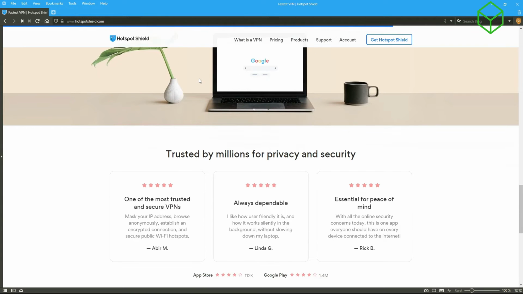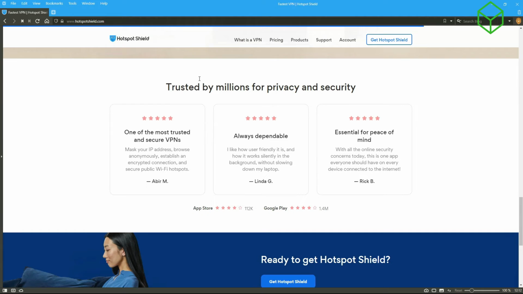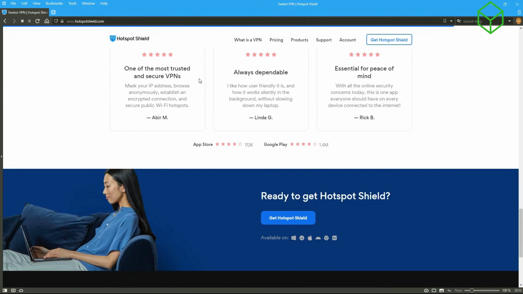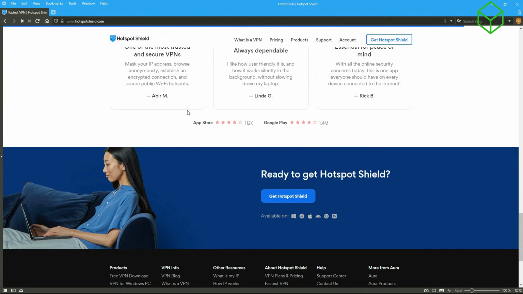If you can live with the negatives, their data limit is quite generous when compared with other free VPNs, so it might be worth using for you. In addition to Windows, Hotspot Shield is available for Linux, macOS, iOS, and Android, and there is also an extension available for the Chrome browser.